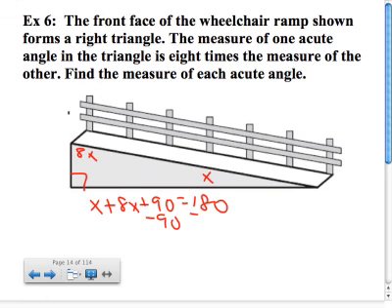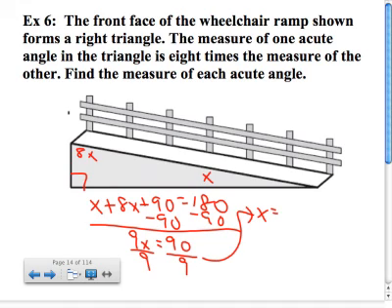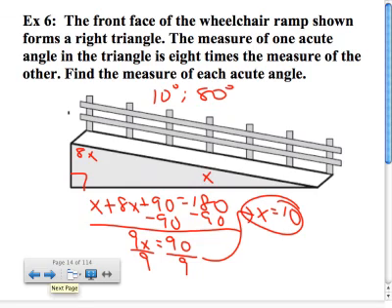So when I subtract my 90 from both sides, I get 9x equals 90. Divide both sides by the 9. Tells me that the value of x here is 10. And so the measure of my two angles are 10 degrees and 80 degrees. Plug the x back in.